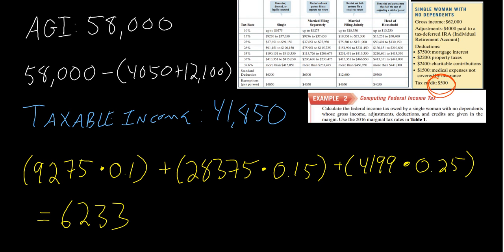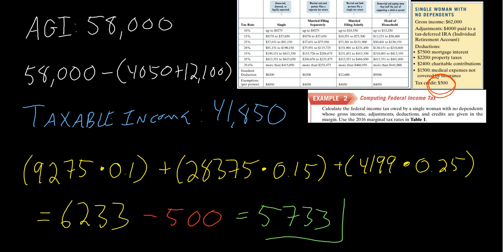But again, now we have our tax credit here of 500, and that's where that comes in. So we're going to take that and subtract from our amount here. And so my new tax I owe is 6233 minus 500, 5733. So this lady, she makes $62,000, and from her mortgage interest, property tax, all that stuff, she owes $5,700 in interest. I'm sorry, in taxes.